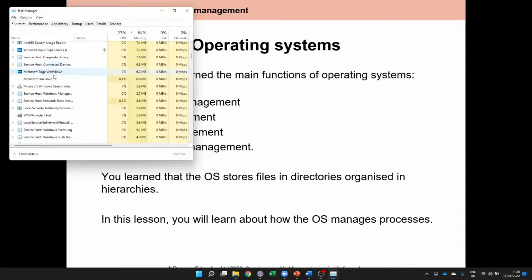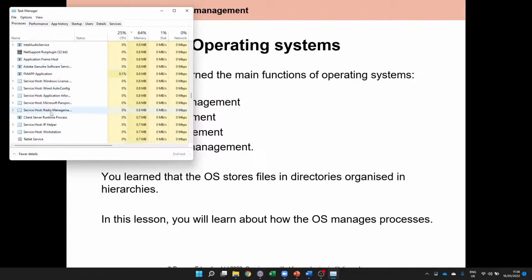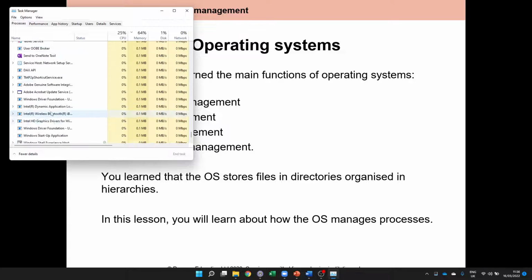And my laptop's going to struggle here to show all of these because it hasn't got a huge amount of memory. Every process, every program needs some CPU time, and you can see my bloated laptop has a lot of processes running.